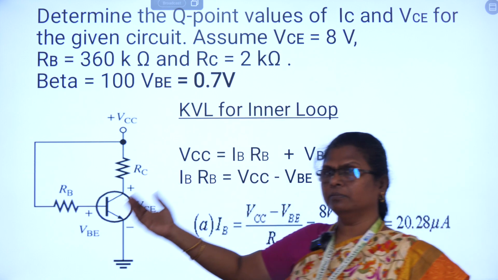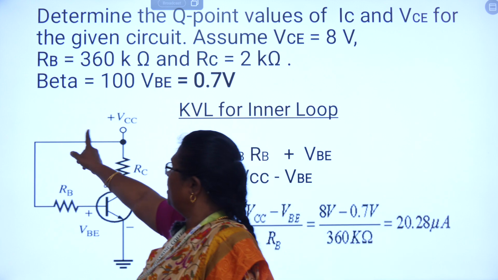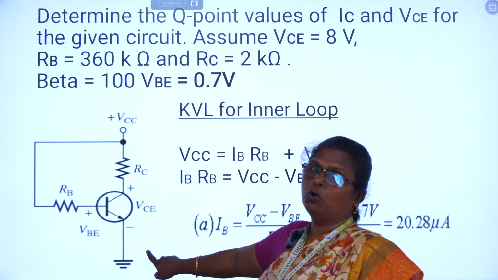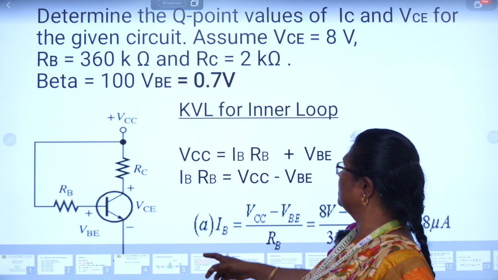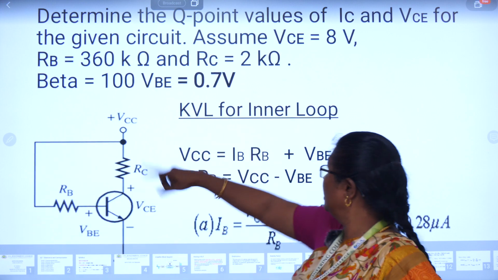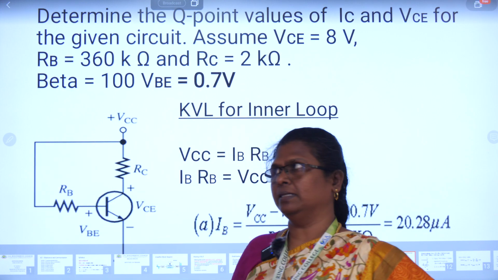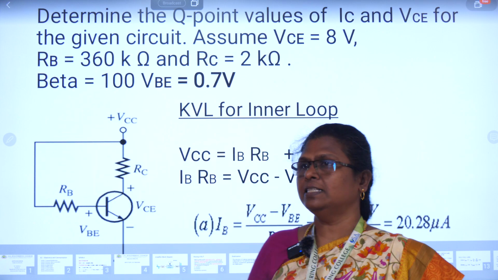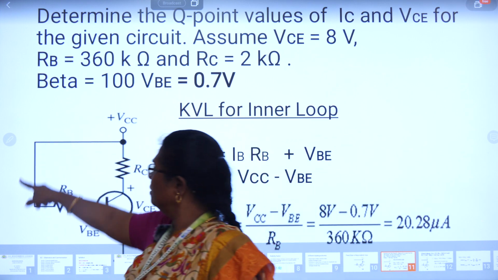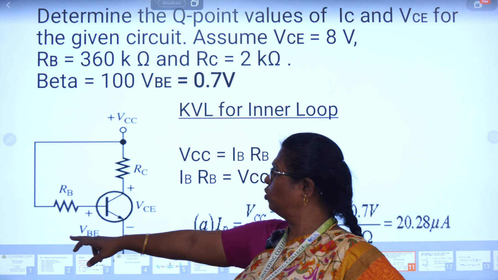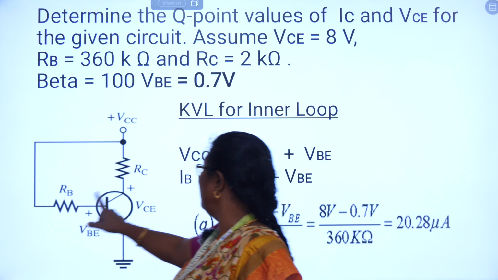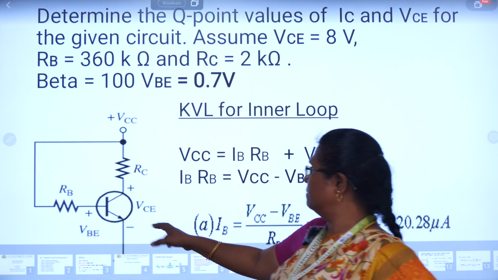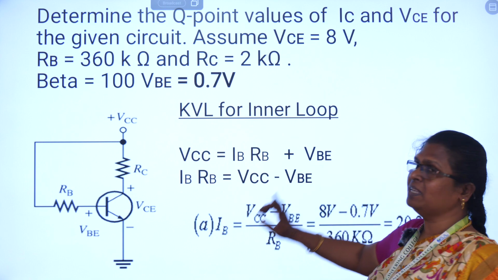Here there are two loops. Along this side we call it the inner loop, and along this side we call it the outer loop. Along the inner loop we are going to apply KVL. This is the DC supply, VCC. So VCC is equal to the drops. This is the source voltage, and the drops are across these two elements, that is IB RB plus VBE. So VCC is equal to IB RB plus VBE.